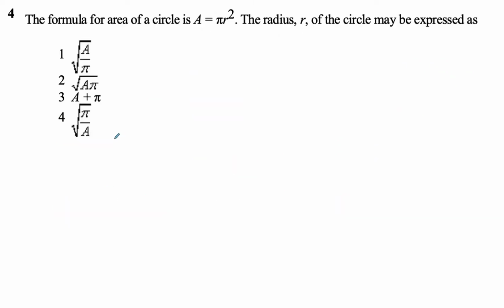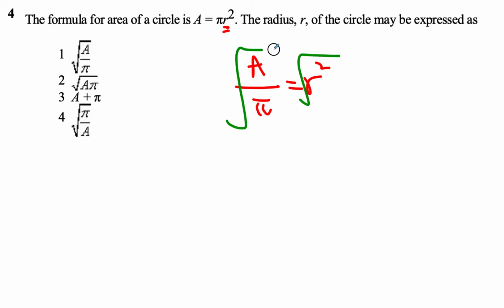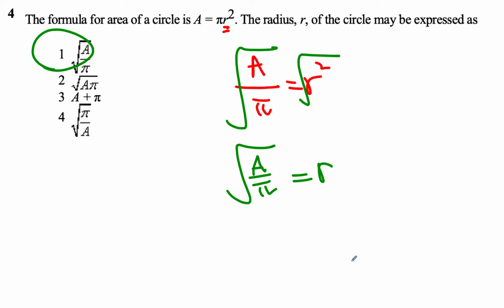Alrighty, let's look at number 4. In this case, I want you to solve for r. R is right over here, so I want to solve for r. That means I need to get rid of pi. I can divide each side by pi, so I get this. R squared equals a over pi. But in order for me to get rid of the square, I have to take the square root on both sides. So r equals square root of a over pi, which is choice 1.